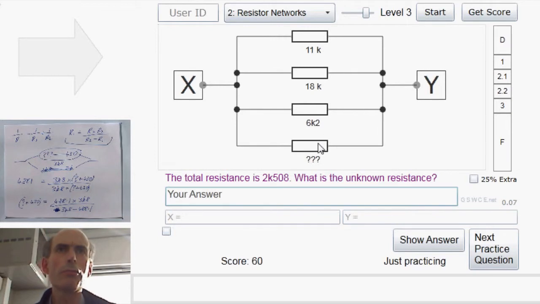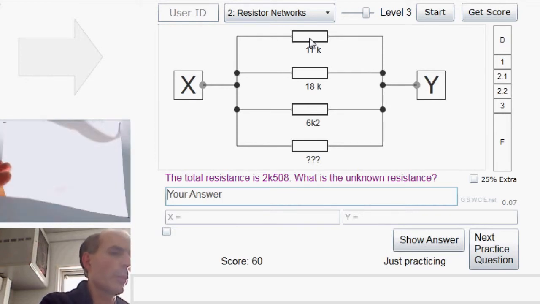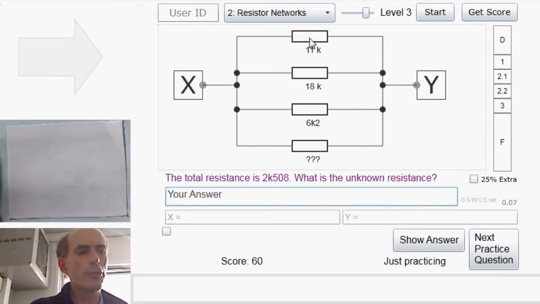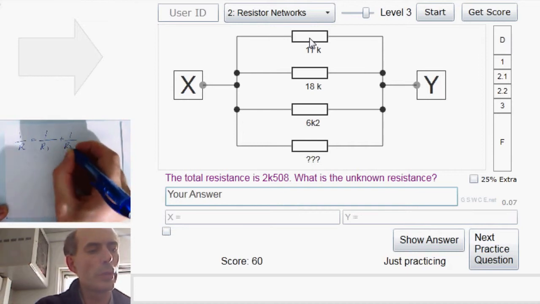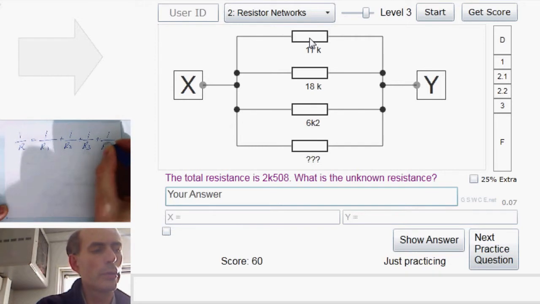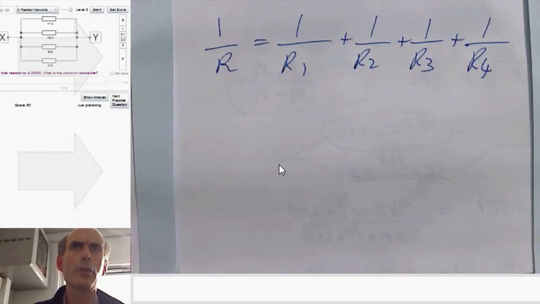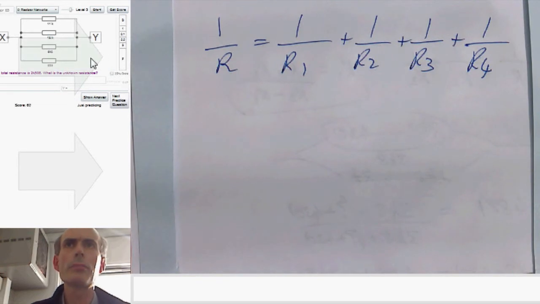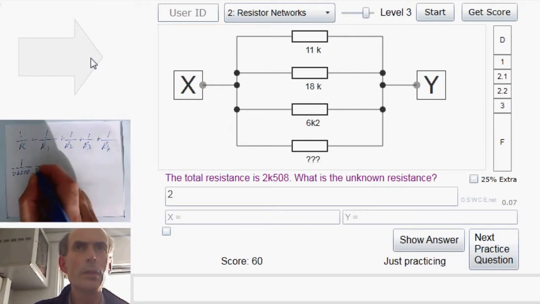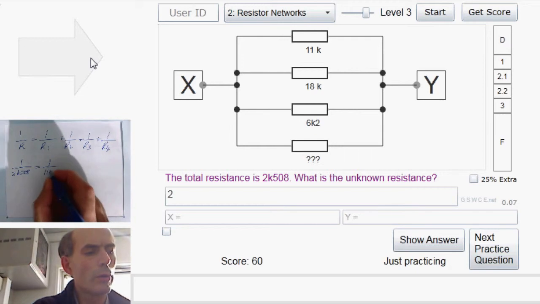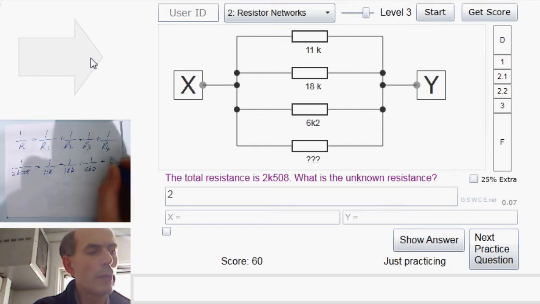Right, here we've got 4 resistors in parallel. So you have to know the extension to the equation for lots of resistors in parallel, and that is that 1 over the total resistance equals 1 over the first one, plus 1 over the second one, plus 1 over the third one, plus 1 over the fourth one, and so on. Now, in this particular case, the total resistance is 2K508, and the resistors that we know are 11K and 18K and 6K2, and then there's one unknown one.